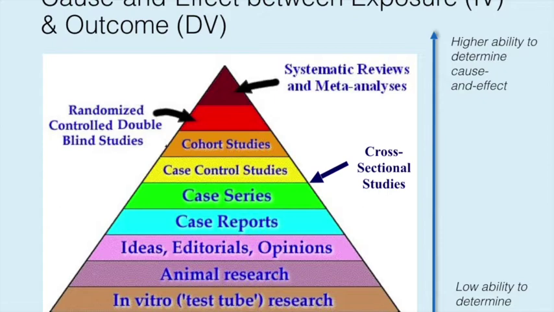Most of what you'll see in public health is somewhere between a systematic review meta-analysis and case reports. We don't usually go much below there. So what we'll identify is systematic reviews, randomized controlled trials, cohort studies, case control studies, cross-sectional studies, case series, and case reports.